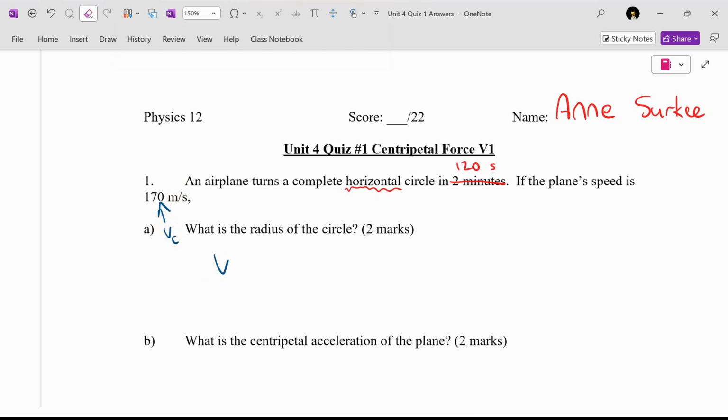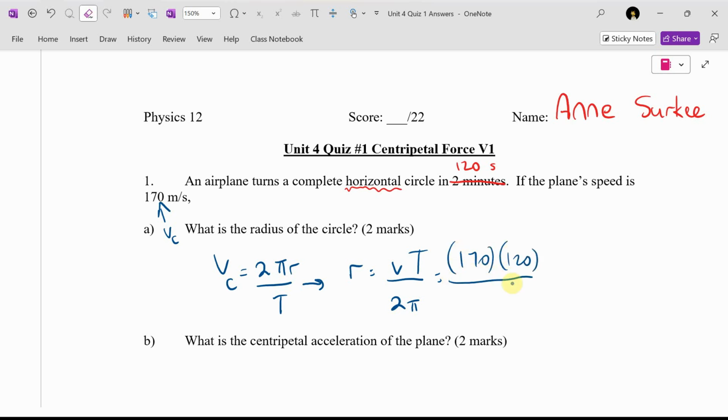centripetal speed. I think I can use centripetal speed is 2 pi r over the period. I did a quick check. Yeah, they gave me speed. They gave me the period. I just got to get the r by itself. So r is going to be v times T divided by 2 pi. It's going to be v 170 times T 120 divided by 2 pi.